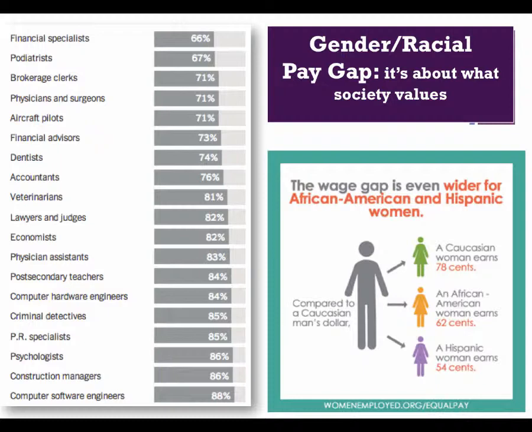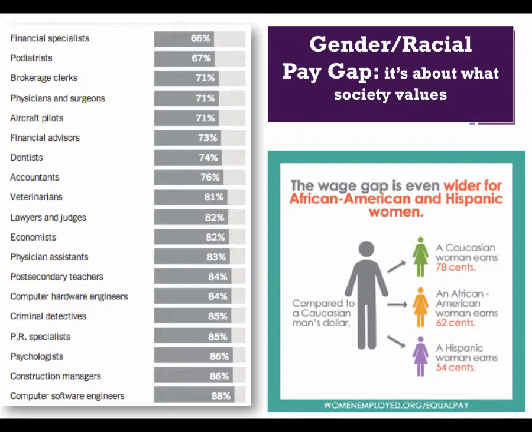Take doctors and surgeons. Women earn 71% of men's wages. And again, this is controlling for age, race, hours, and education. This is the same thing, apples to apples. Women who are financial specialists make 66% of what men in the same occupation earn. Women who are lawyers and judges who have the exact same education and experience make 82%. The pay gap results from traditional gender roles. We have a specific idea of what a worker is supposed to be, and if it's not a woman, she's going to make less. She's going to be considered less valuable.